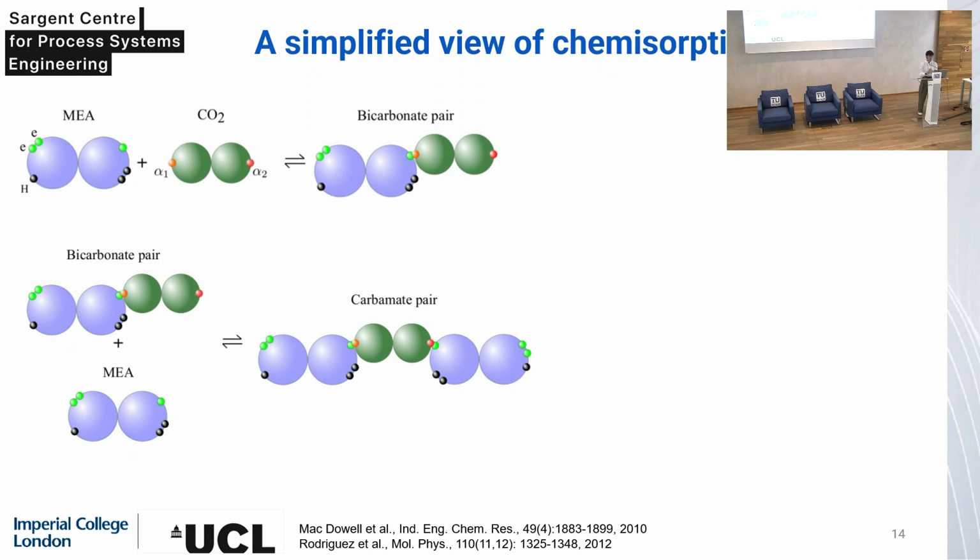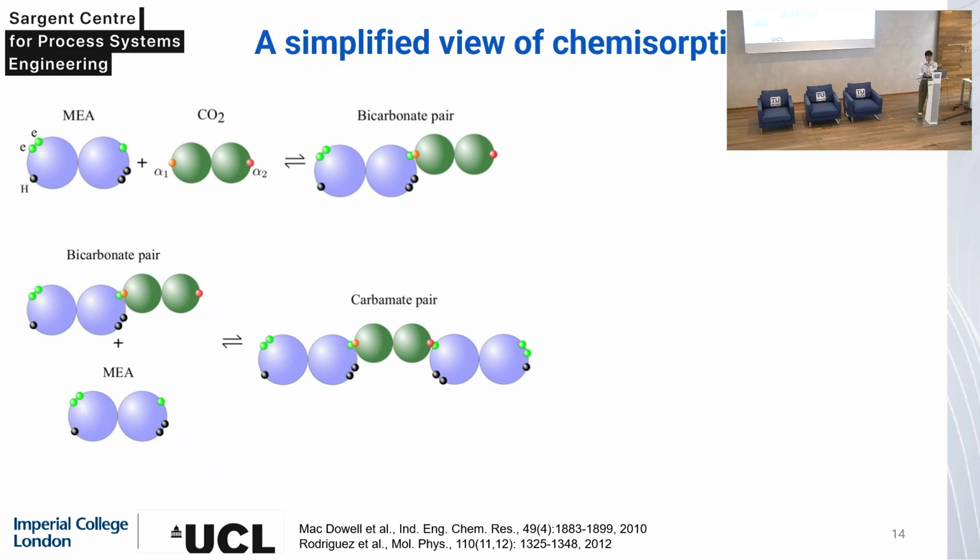So as I have there, this is a simplified view of chemisorption. So we can model the formation of the bicarbonate pair by associating monoethanol amine with CO2 through using some of the sites. So we add some reactive sites on CO2 that we label alpha 1 and alpha 2, and these are designed specifically to bind to the amine. Okay? This is within the framework of the same theory that I was showing you before. Doing this does not require kinetic data in any way.